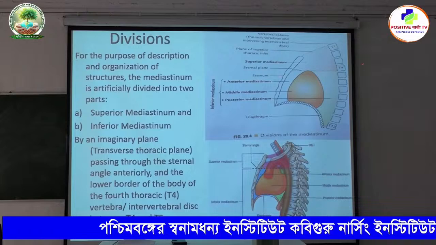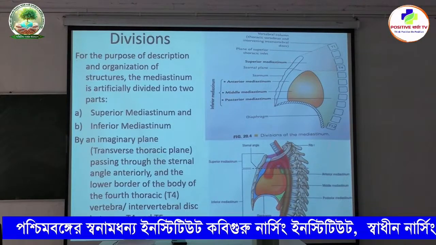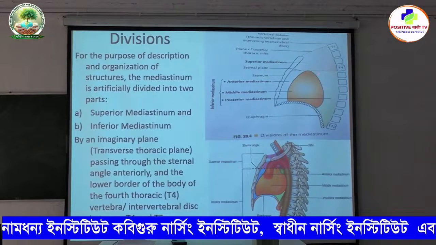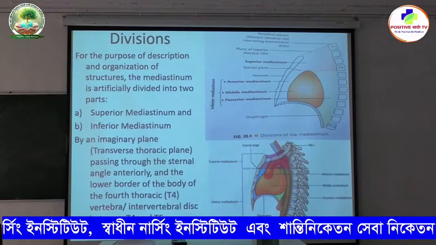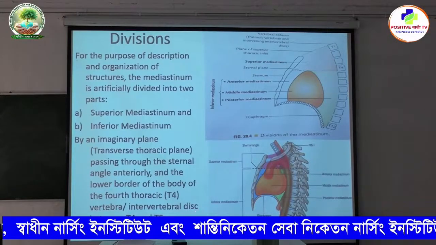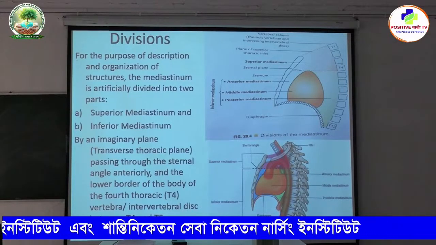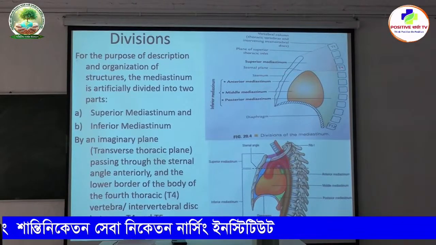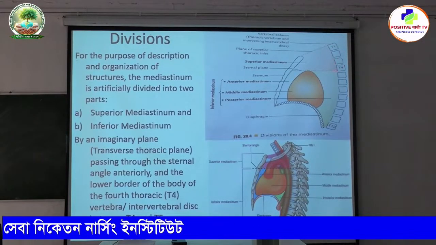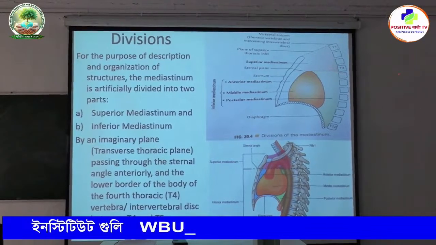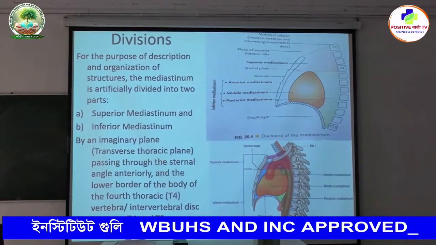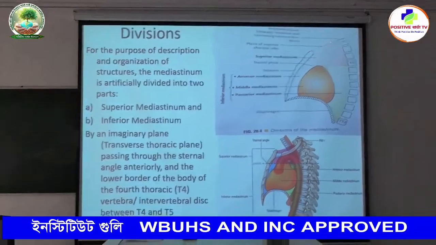So transverse thoracic plane is dividing the mediastinum into superior and inferior mediastinum, and it is passing anteriorly through the sternal angle and the lower border of body of fourth thoracic vertebra and intervertebral disc between T4 and T5 vertebra posteriorly. Here, see, this is T1, T2, T3, T4. So lower border of T4, imaginary line passing through sternal angle anteriorly and lower border of T4 posteriorly. Okay, so this part above this plane is superior mediastinum and the part below it is the inferior mediastinum.